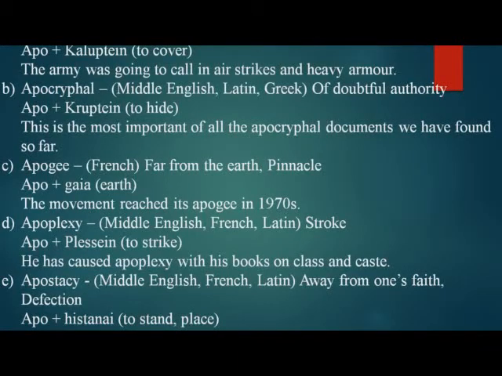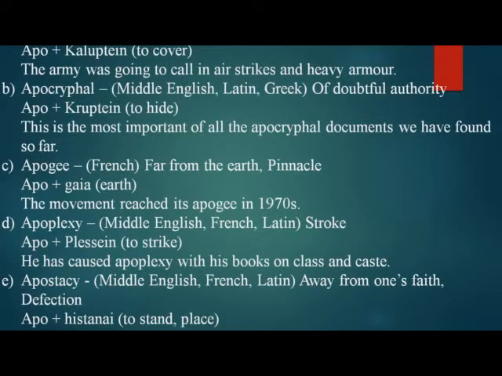And apogee is of French origin, and it means far from the earth. That is pinnacle, top, apex. Now you can see here apo plus GAIA, which is related to earth, which means earth. So the sentence is, the movement reached its apogee in 1970s. That is climax, the pinnacle, the top. So the movement reached its top, its climax in 1970s. That is the meaning of apogee and the use of apogee.